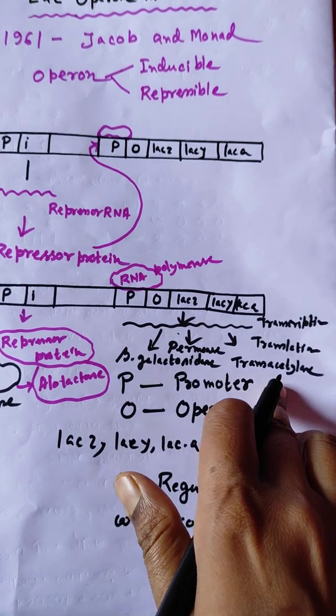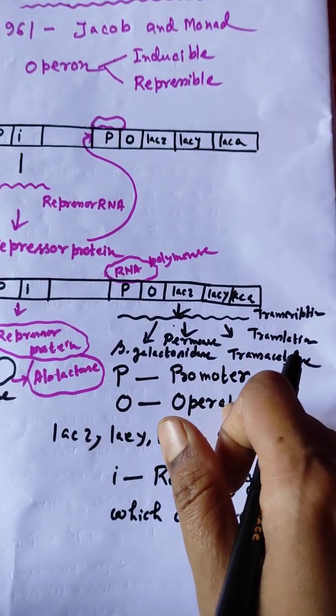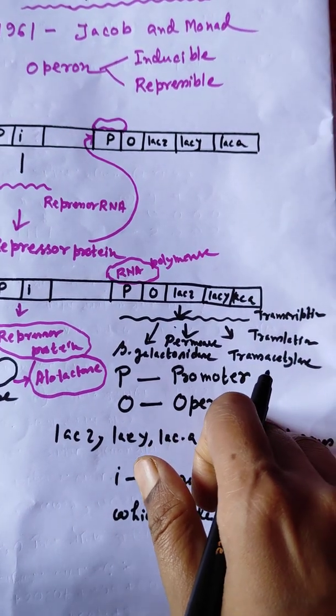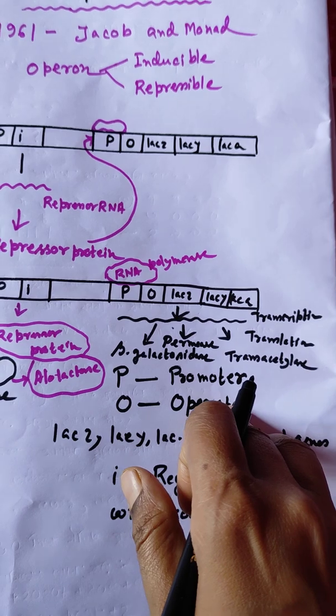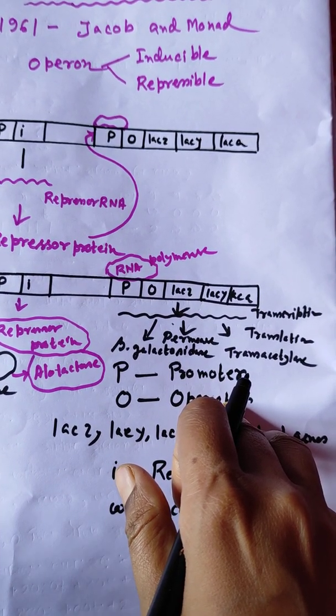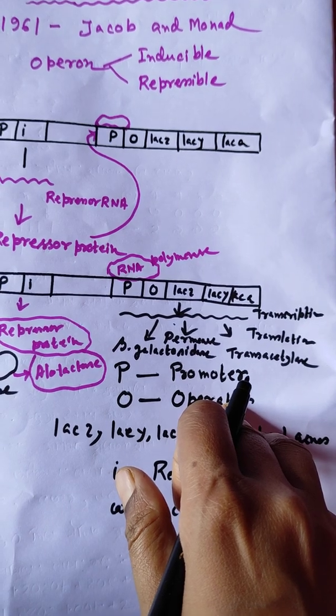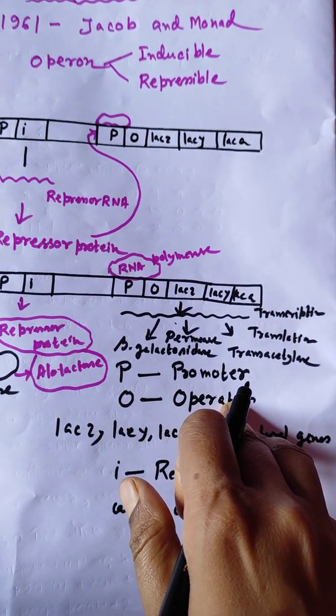Beta galactosidase is primarily responsible for hydrolysis of the disaccharide, that is lactose, and transacetylase catalyzes the transfer of an acetyl group from one molecule to another. Permease increases the permeability of the cell to lactose.